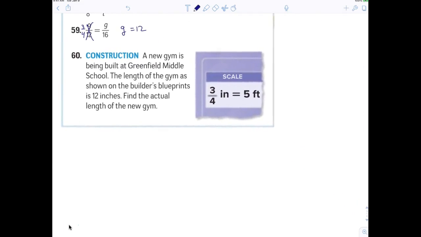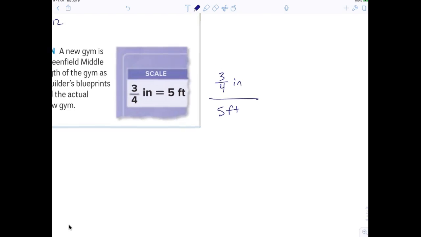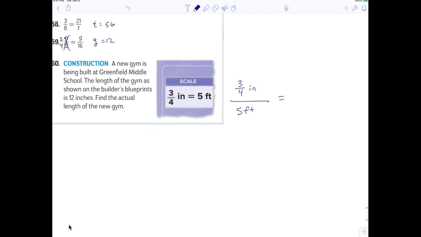It says that the length of the gem as shown on the builder's blueprint is 12 inches. So here we go. First of all, 3/4 inches is to 5 feet. And they're telling me they have something that's 12 inches. So I want to know how many feet that is. I think this is a very good problem because it just reviews fractions. Let's take a look at this.